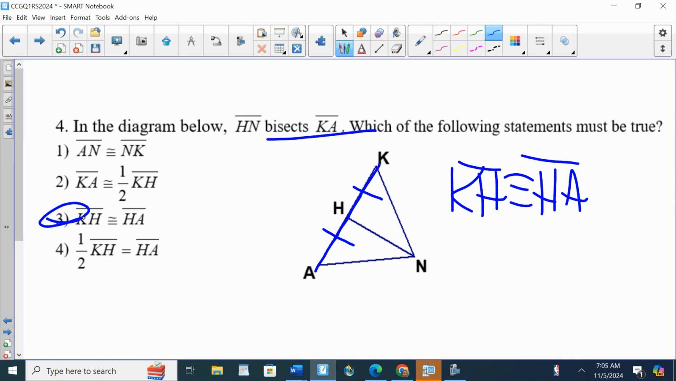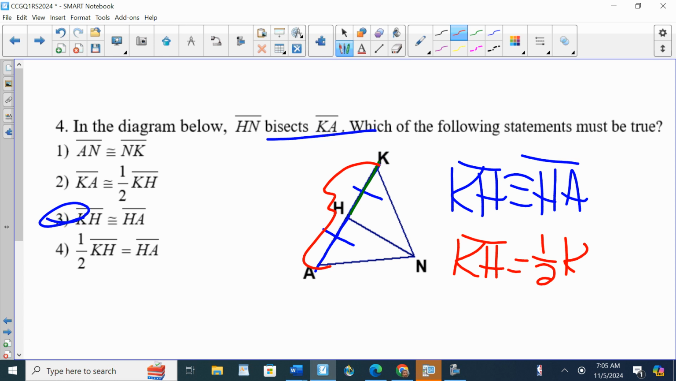That's choice 3. Similarly, I can say that the green is half of the red. I can say that KH is half of KA. That is true as well, but that's not one of the choices.